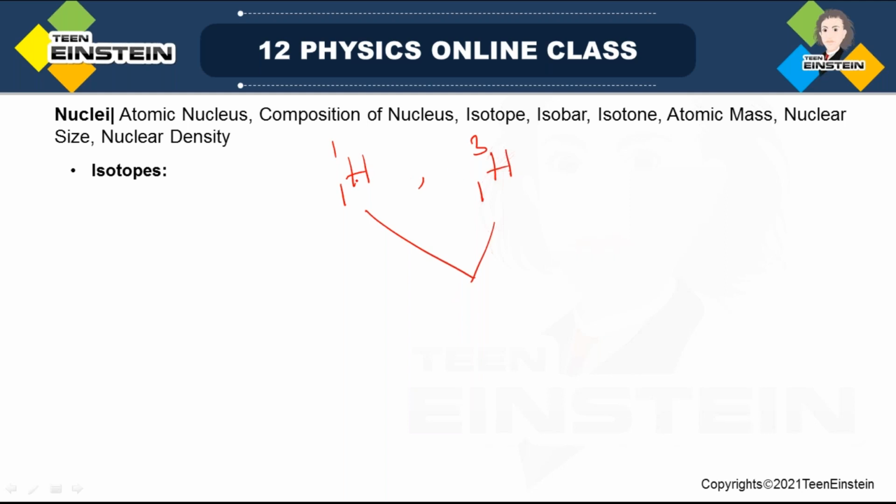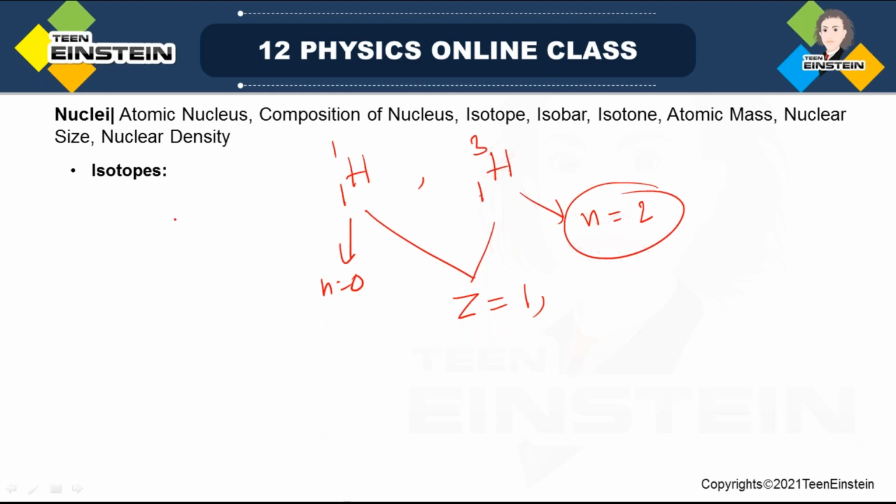These two are actually hydrogen nuclei only, and see, they have the same Z, only one Z. Both of them have the same number of protons, but what is the number of neutrons here? It is 0, and here how many neutrons are there? There are 2 neutrons.